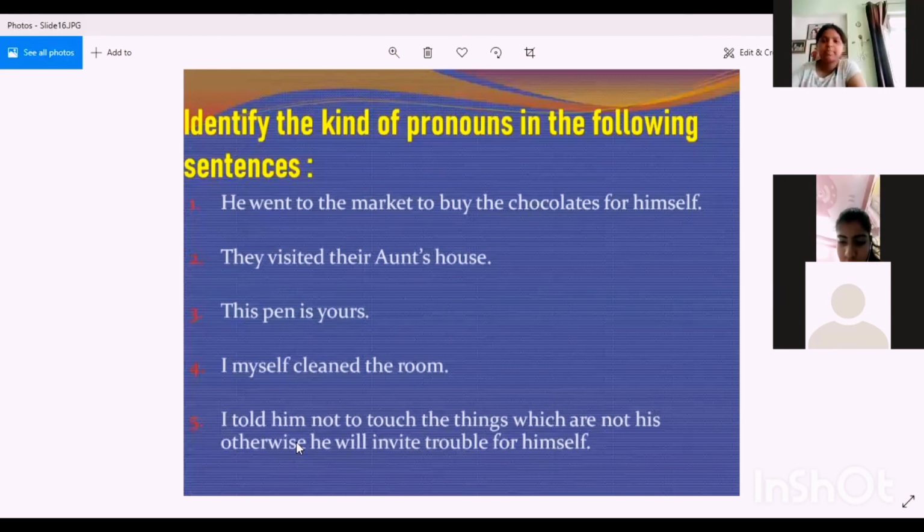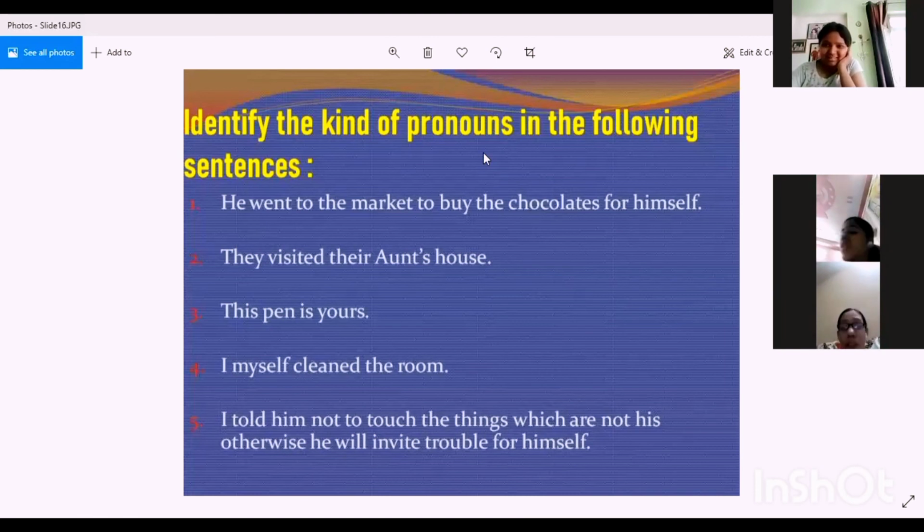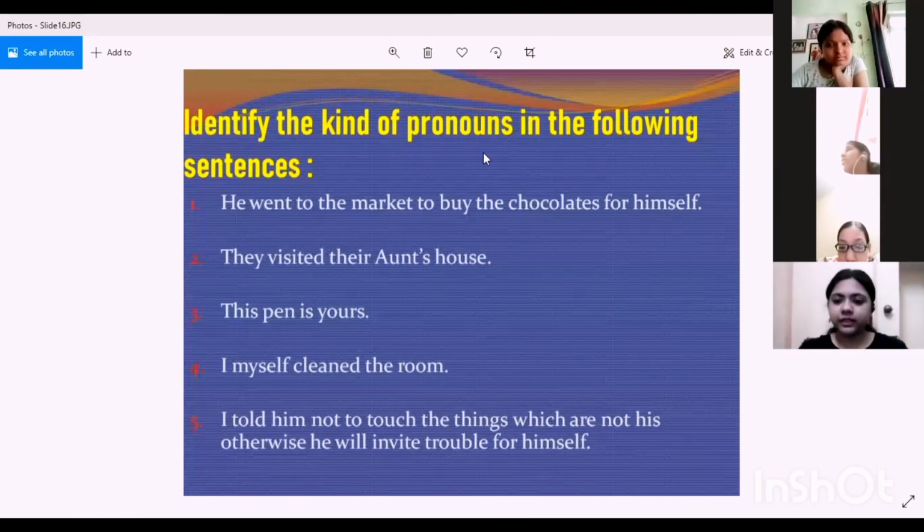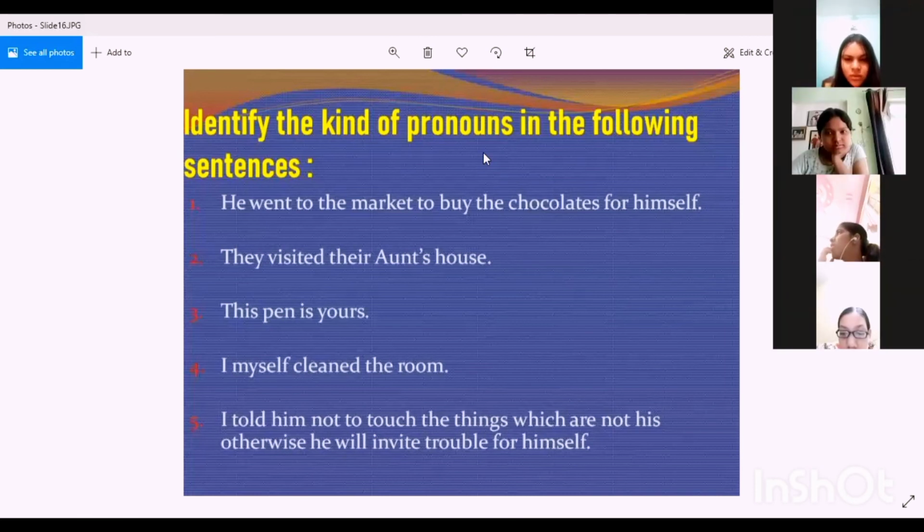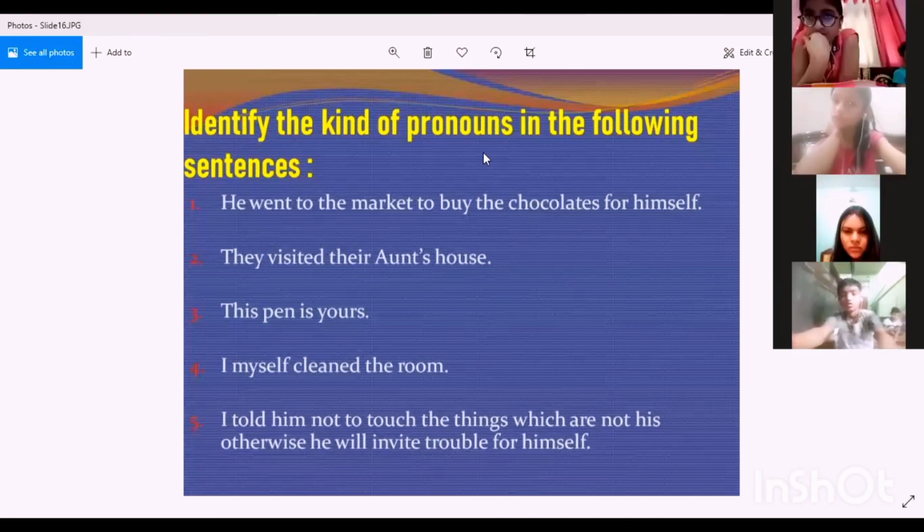Last one. I told him not to touch the things which are not his, otherwise he will invite trouble for himself. So many pronouns have been used in this sentence. Let me see who will give the correct answer. Who will give the correct answer now? Let me see.